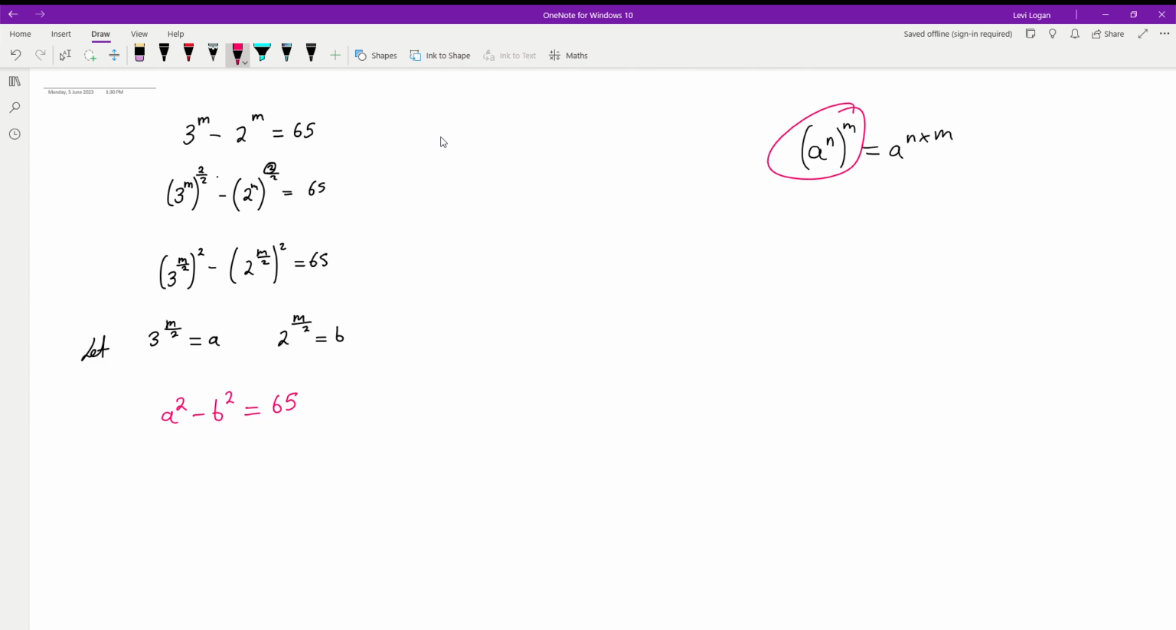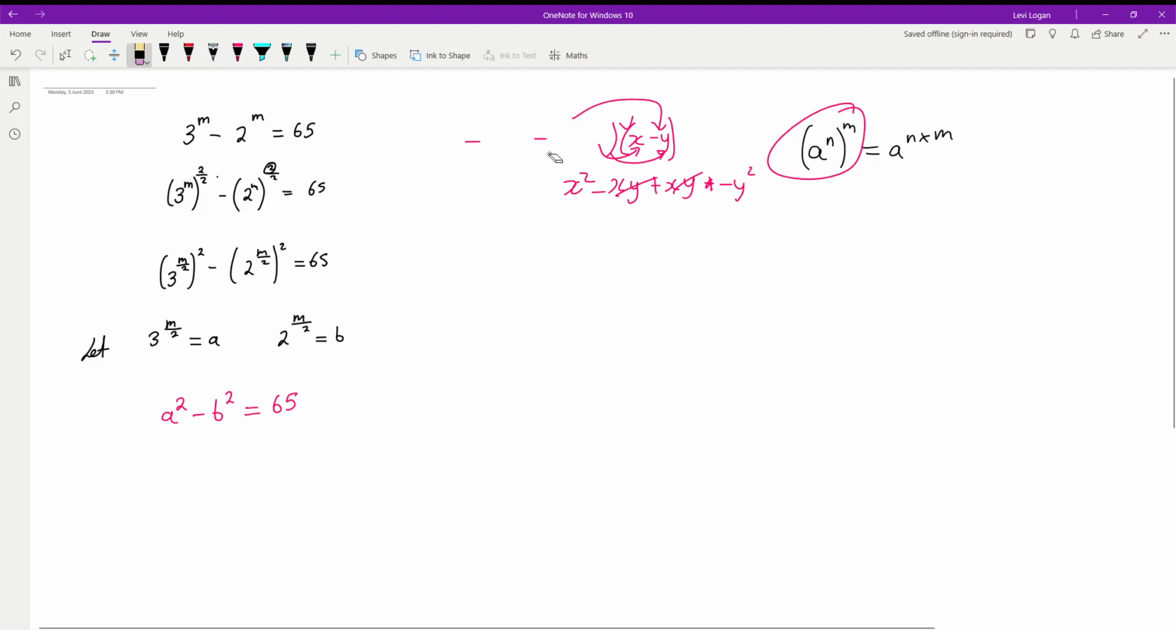So if you have, let's say, x squared minus y squared, this can be written as x plus y multiplied by x minus y. So if you were to do FOIL on this, this would be x squared minus xy plus xy minus y squared. That would cancel and you would be left with the left hand side here. So this is a difference of squares.